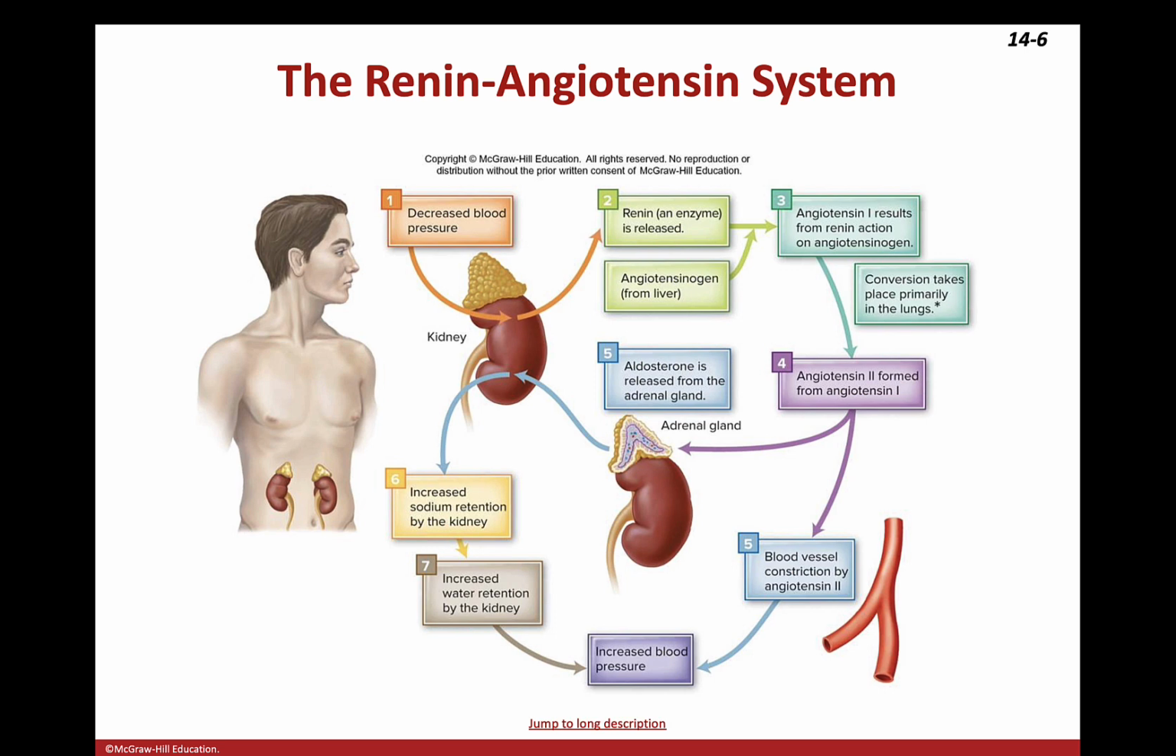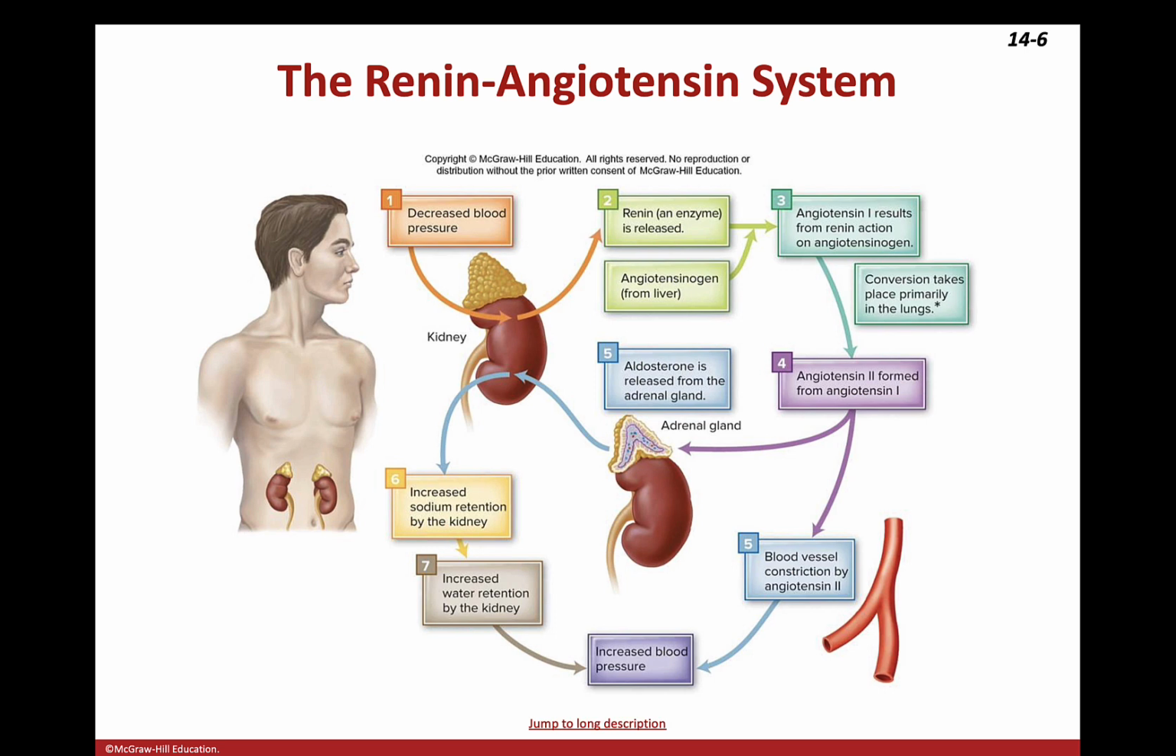Here we have a relatively complicated system known as the renin-angiotensin system, and there are a couple of things that are going to be focused on here. The stimulus is going to be a decrease in blood pressure. It could be sympathetic activity also. Renin, which is an enzyme, is going to be released, and it will convert angiotensinogen, which is a plasma protein that's circulating, produced within the liver, into angiotensin I. This is still an inactive hormone.